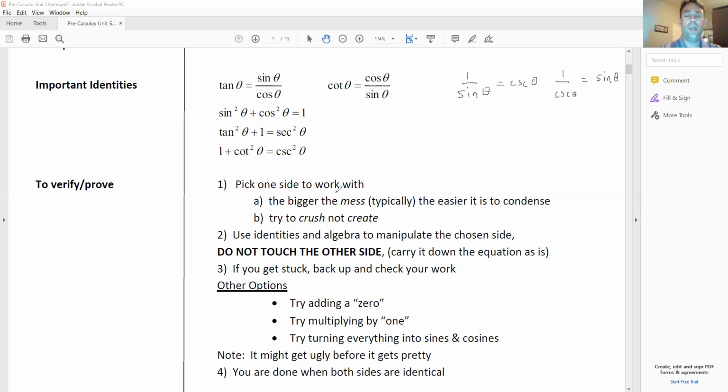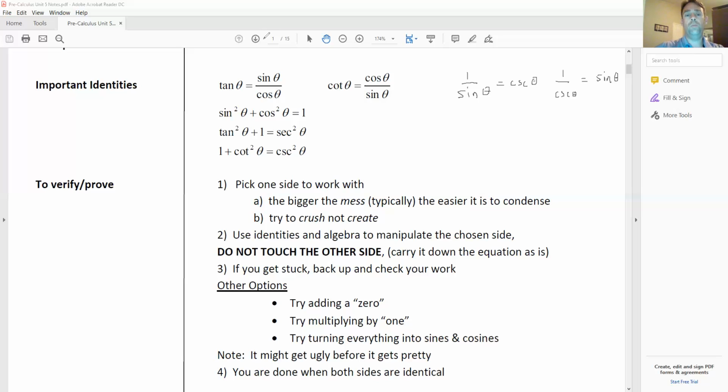One of the big things you need to ask yourself, especially when we're doing proofs and not verifying an identity, is you always want to look and say, what side to me looks like the uglier side? What side just looks like a big giant mess? Whatever side that is, that's the side we're going to play with and try to make it look like the other side. Now, we only get to play with one side. You can only manipulate one side. And we're going to use our trig identities and algebra to make it turn into the other side.